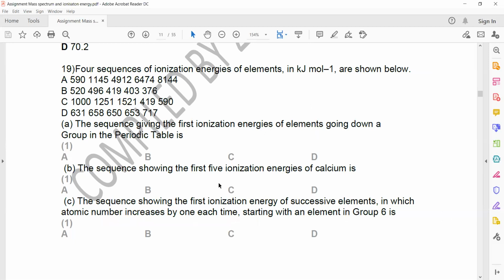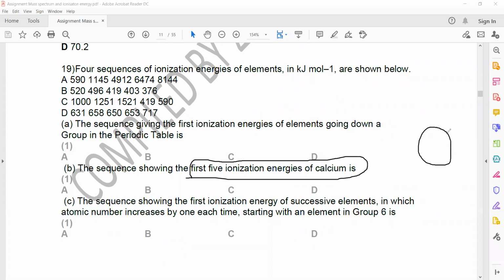And the calcium question. For calcium, we need 5 successive ionization energies. Calcium is in the last shell, calcium is having 2 electrons. So the first 2 ionization energies should be closer, but when we remove the 3rd electron, the ionization energy should be higher, or a big jump will be there. So you can see first example 590, 1145, and then 4912. So it's a big jump. When there is a big jump, it means the shell changes. So this A is representing the first 5 ionization energies of calcium.